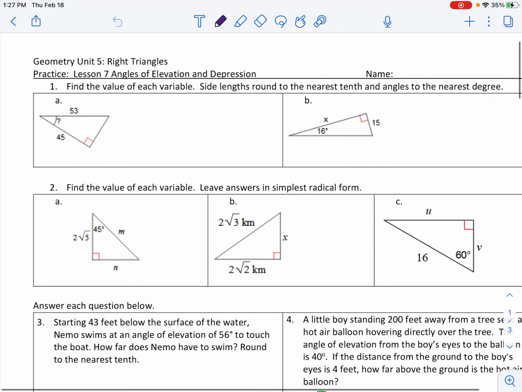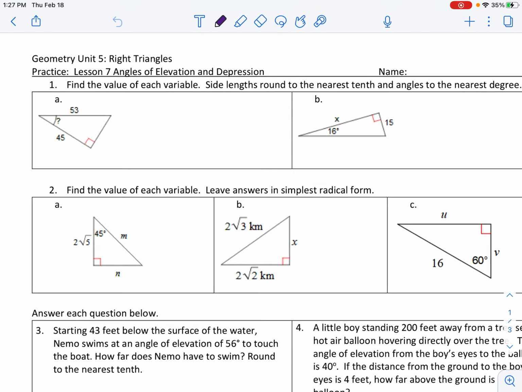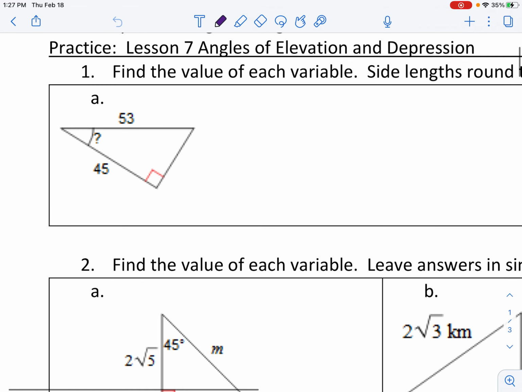So this practice assignment starts with a couple review questions to start out with. There's no word problems, angle of elevation, depression doesn't show up. It just says find what you're looking for, find the variable, which they give a question mark. I'm going to go ahead and make that an X.